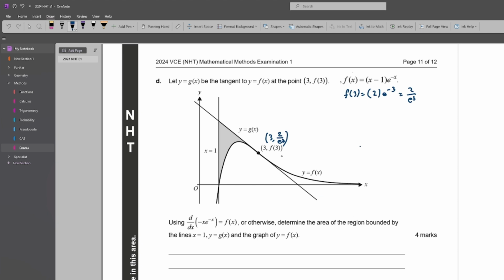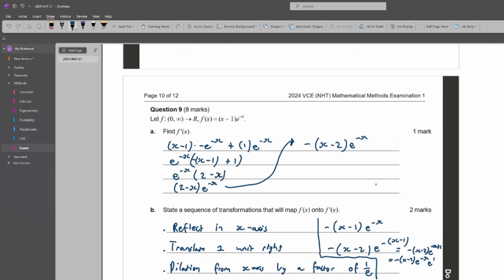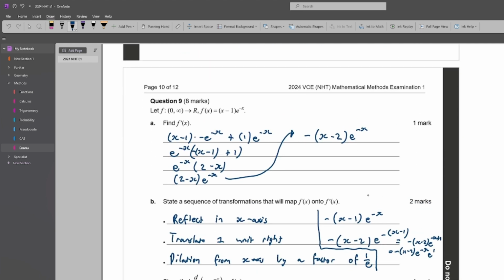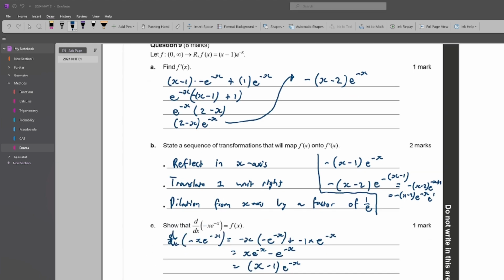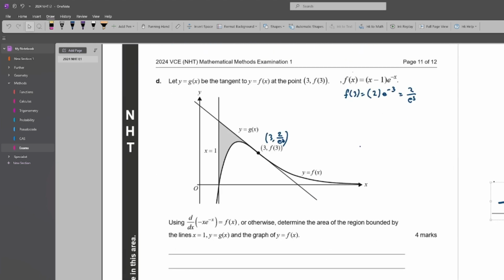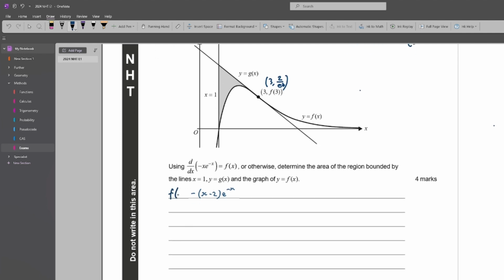We need the equation of the tangent, which means we're going to need the gradient at this point. The gradient of the tangent is the gradient of the curve at this point because it's tangent at that point. So let's use f dash x that we found earlier. Let's copy that. That was f dash x, and we'll use that to find f dash 3, which will be the gradient of our tangent at that point, where x equals 3. So we have 3 minus 2 is 1, e to the minus 3 equals negative 1 on e cubed.